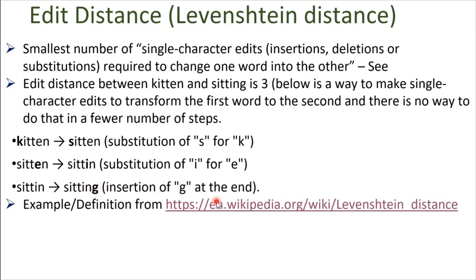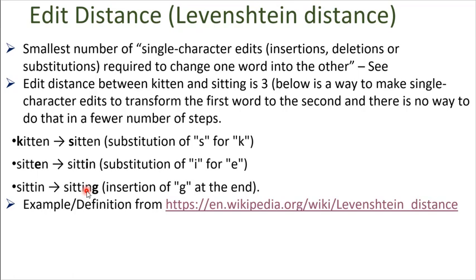So you insert a character, and it doesn't have to be at the end, but in this case, that's what makes it sitting, which is what we want to get to, right? So we insert the G at the end. We didn't use any deletions. This is the smallest number of single character edits we can make to go from kitten to sitting. So we would say that the edit distance is 3 between kitten and sitting.